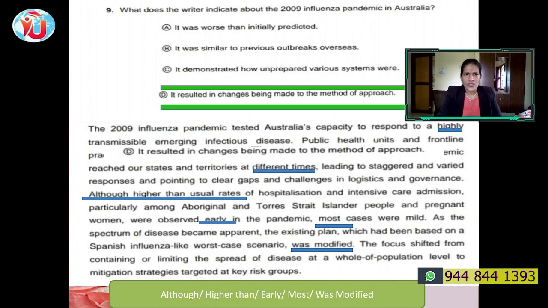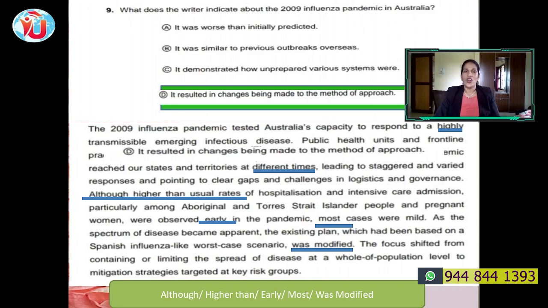What is this? Something has gone here. The answer has come here. Sorry. Frontline have reached our states and territories at different times, leading to staggered and varied responses and pointing to clear gaps and challenges in logistics and governance.